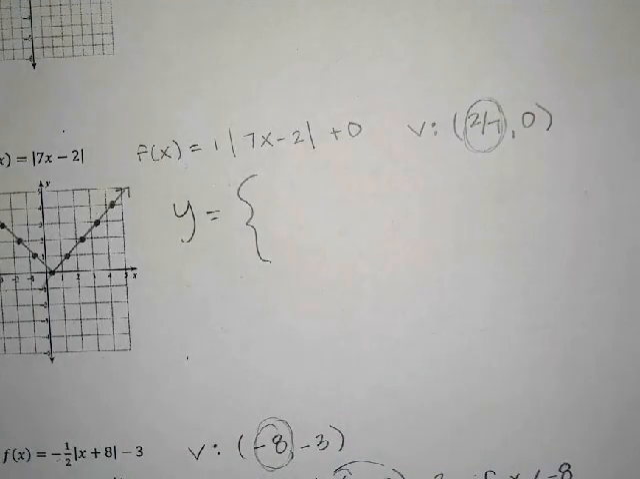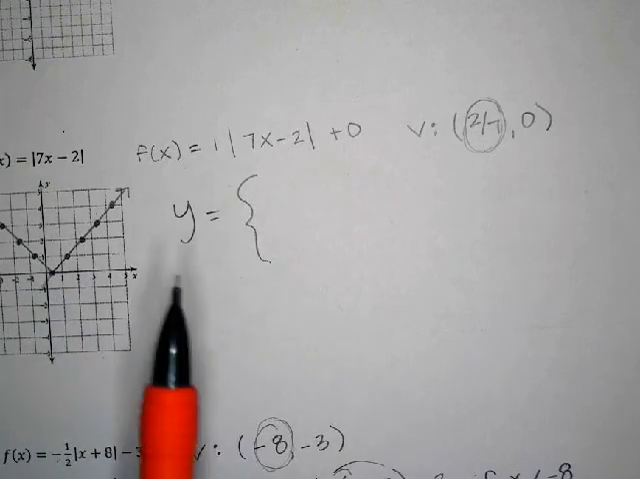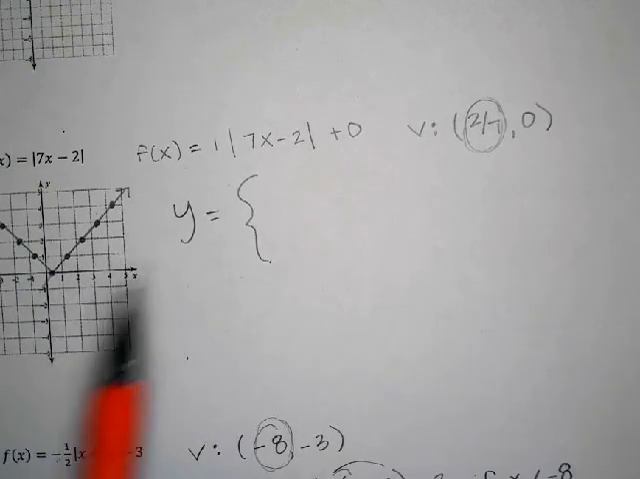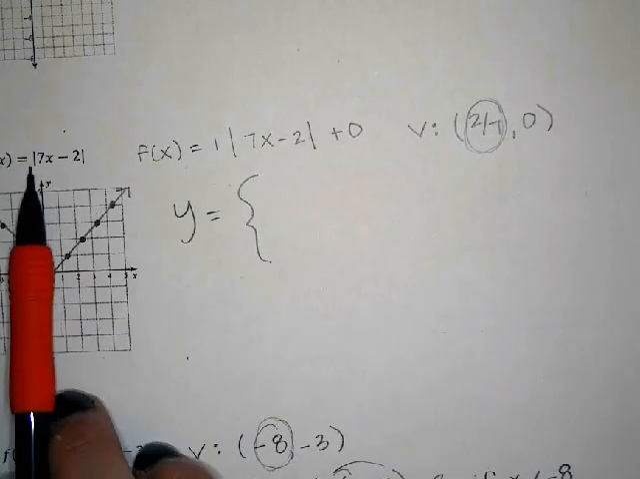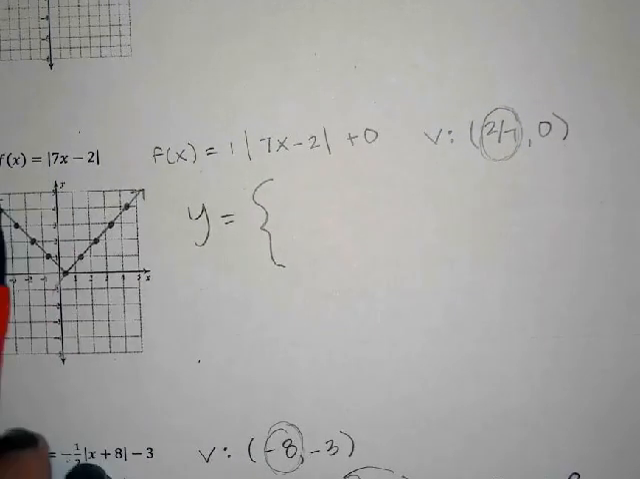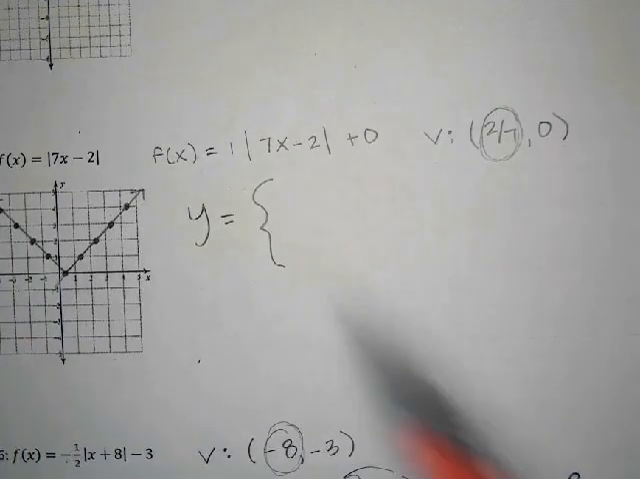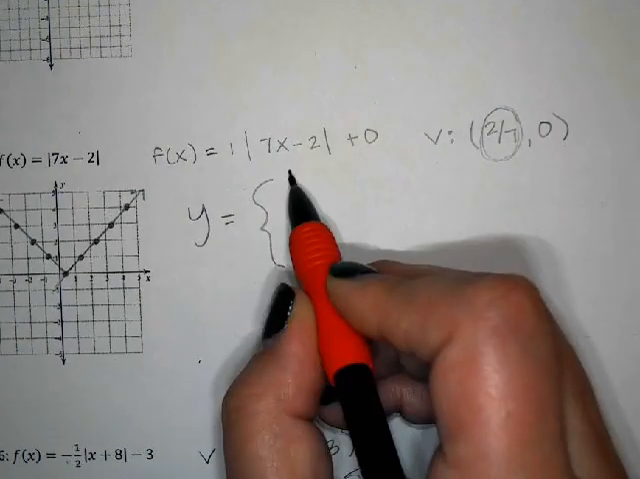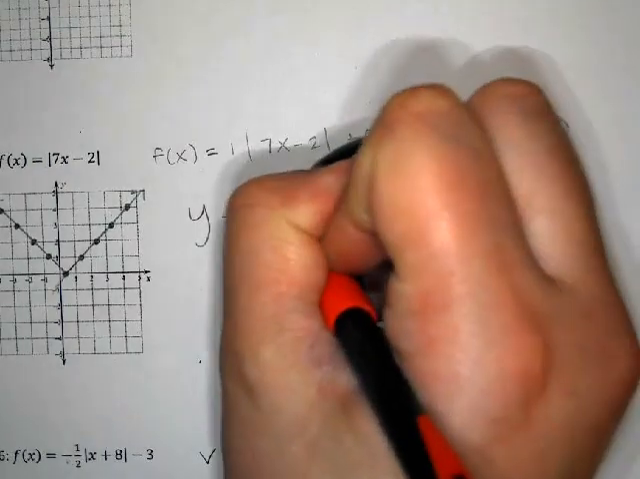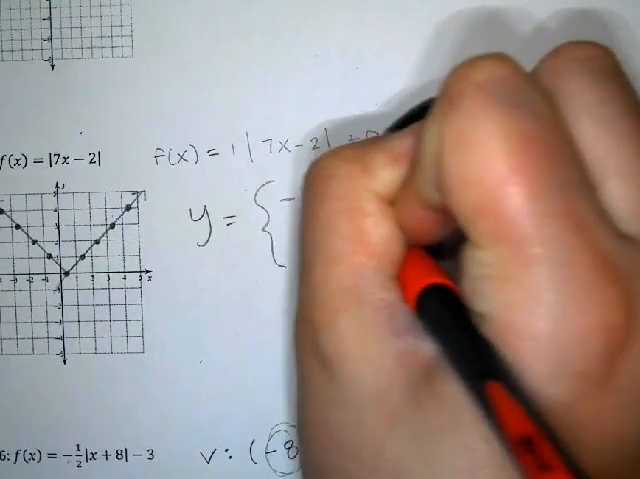I know that the left side is just you stick a negative in front of it. So I'm going to stick a negative in front of the left side. This was positive to start out with. So when you stick a negative in front of it, it's a negative slope. That matches my picture. It makes sense. Okay? So I'm going to take my equation, I'm going to stick a negative in front of it, and then 7x minus 2. I don't need my absolute value sign anymore.